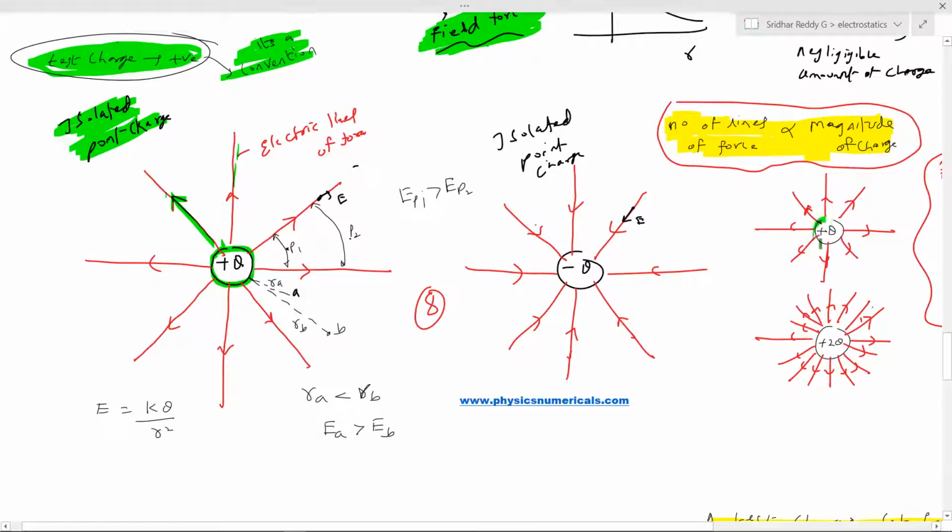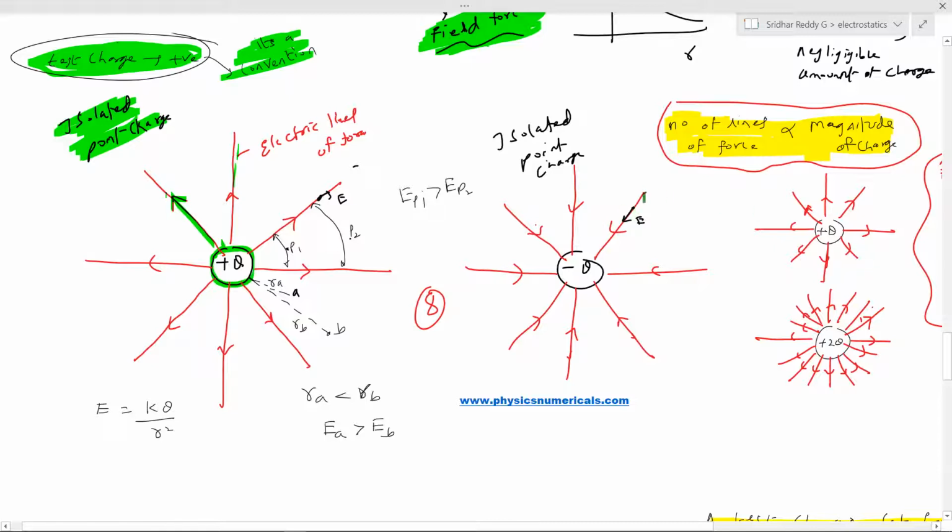For Q charge, if I assume 8 lines, then for 2Q charge, how many should you assume? 16 lines. If for Q charge I assume 10 lines, for 2Q you should assume 20 lines. There's nothing called a fixed number. We are not saying the number of lines of force is equal to something; proportional is what we are writing. You can draw any number. For Q, I'll draw 100 lines of force; for 2Q, you go for 200 lines of force. So number of lines of force is directly proportional to the magnitude of charge.